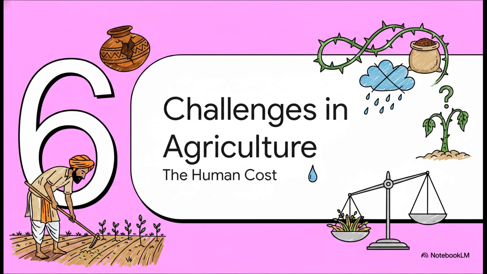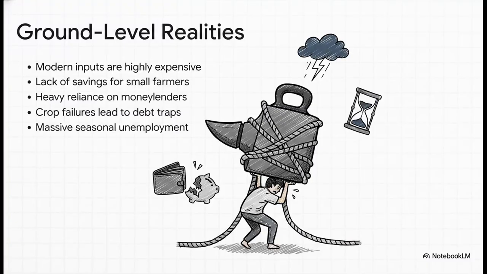Section 6. Challenges in agriculture. The human cost. And that brings us to the most critical pivot in our explainer. We really need to step away from objective geography and crop stats to confront the severe, ground-level realities actually faced by the farmers themselves. Notice the crushing weight of these combined challenges.